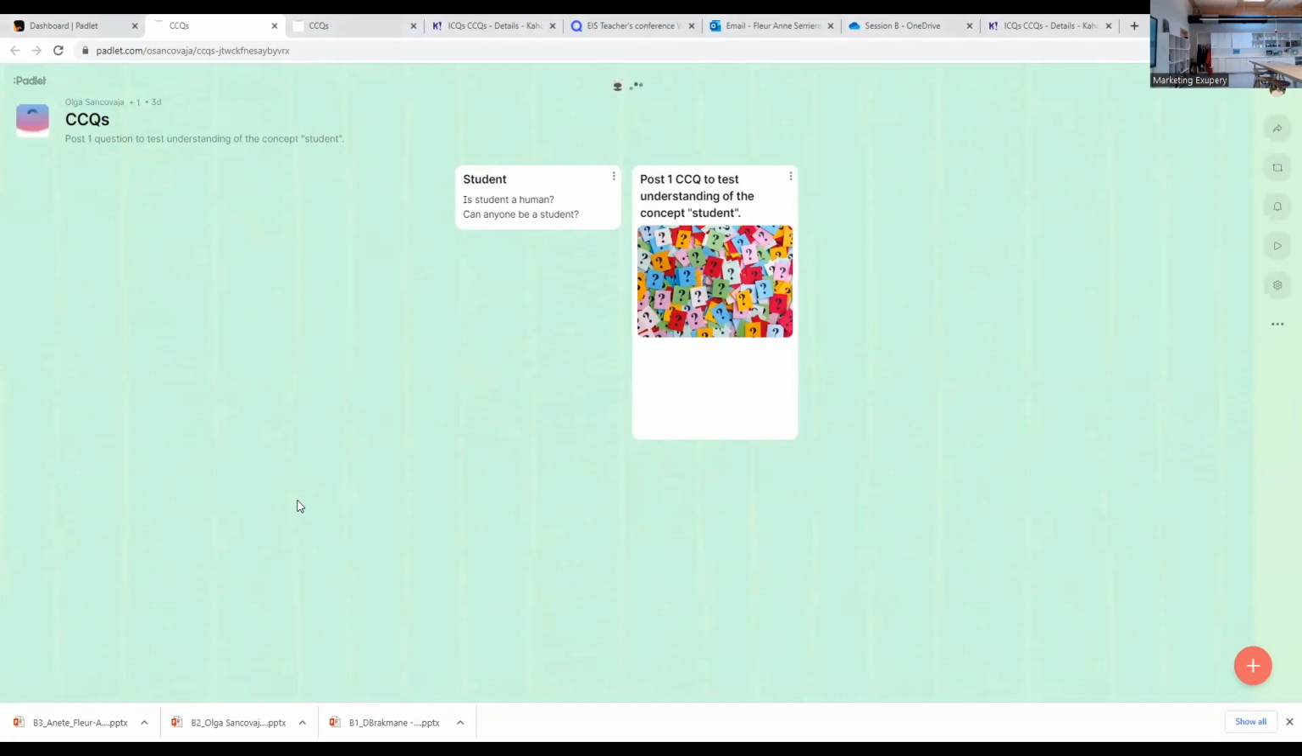Okay. So is student a human? That's really good. Is student a human? Can anyone be a student? I really like, can anyone be a student? It prompts further thinking. Then we can talk about age, we can talk about different areas of studies. Wonderful. And is student a human? It captures the central element of it, that it's a human capacity to learn something new.